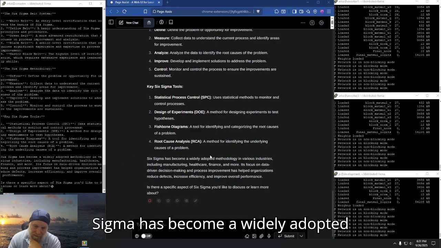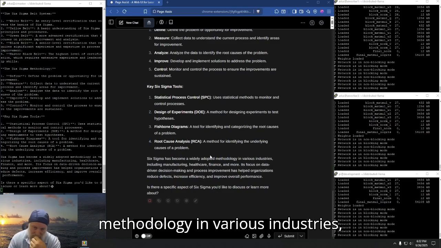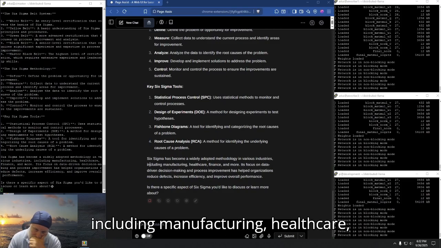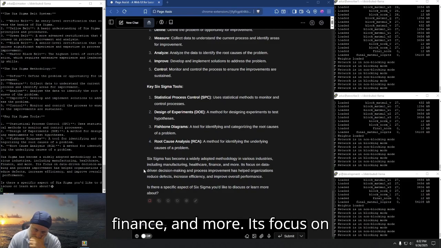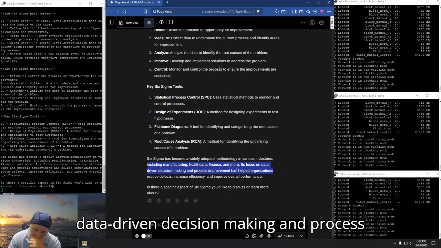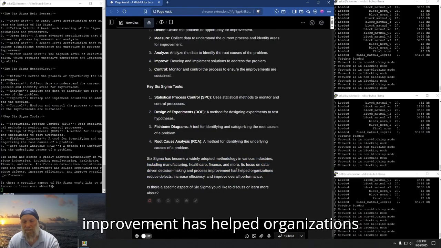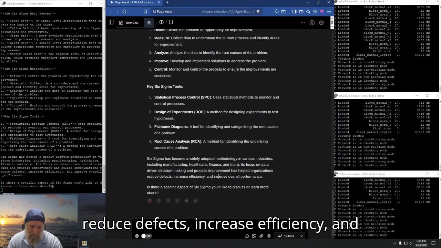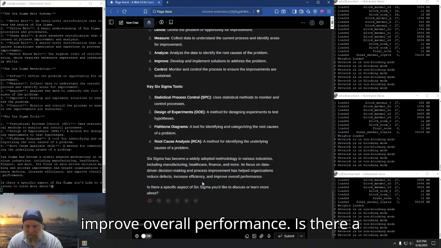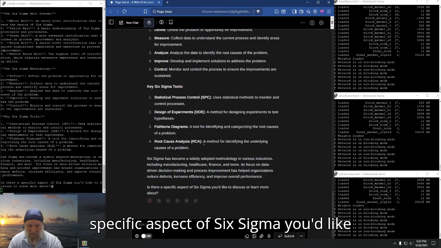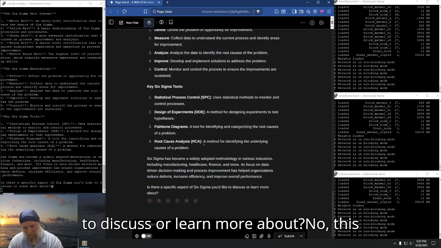Six Sigma has become a widely adopted methodology in various industries, including manufacturing, healthcare, finance, and more. Its focus on data-driven decision-making and process improvement has helped organizations reduce defects, increase efficiency, and improve overall performance. Is there a specific aspect of Six Sigma you'd like to discuss or learn more about?